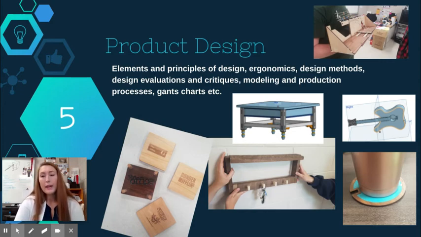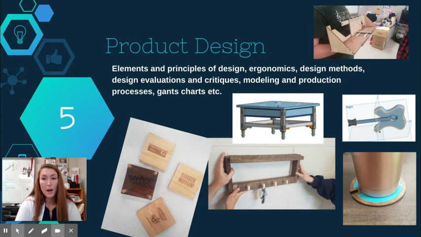So in this unit, students learn about elements and principles of design. They learn about ergonomics, design methods, and design evaluations and critiques. And then they end up modeling and producing a final product. Okay, so students will come up with the product that they want to design, and then they'll create the plans for it. And then using those plans, they will actually manufacture a custom product that they get to take home with them.